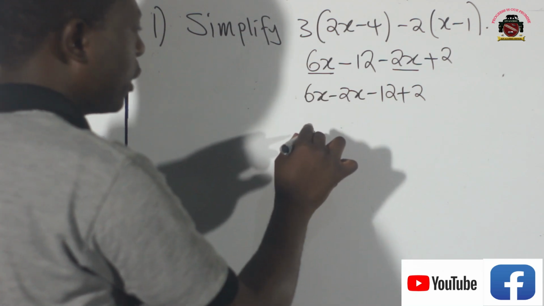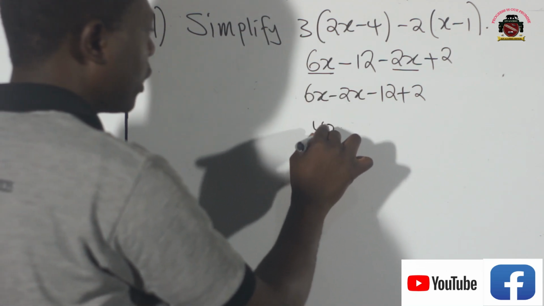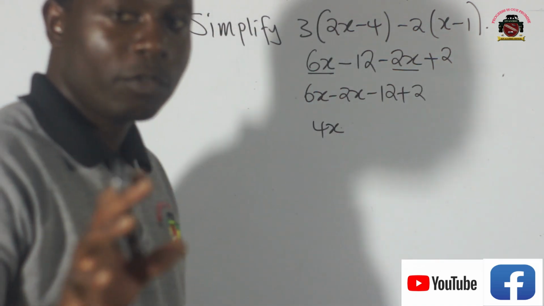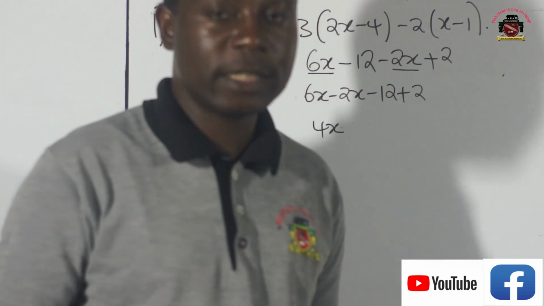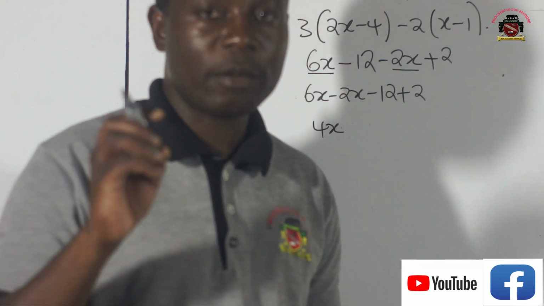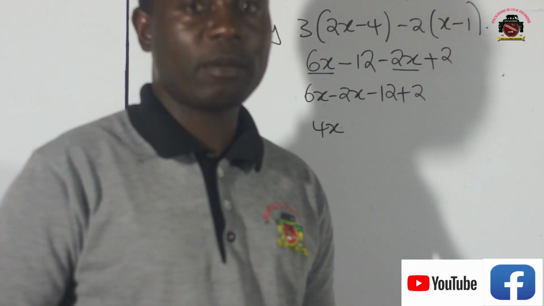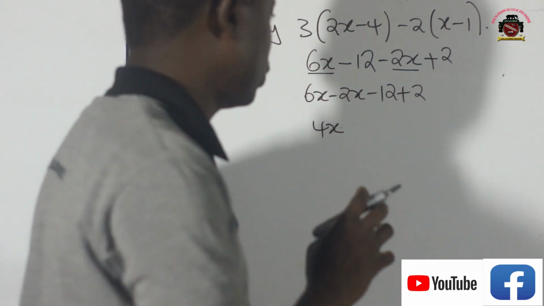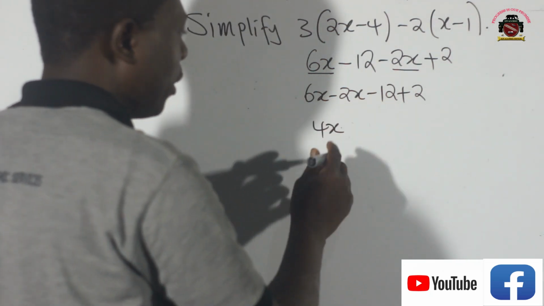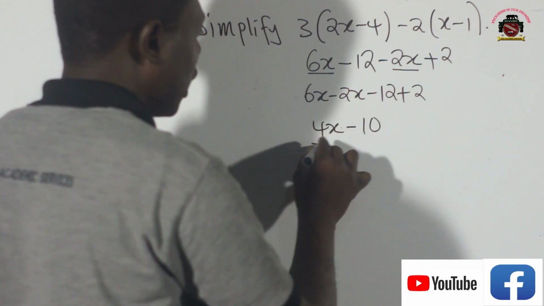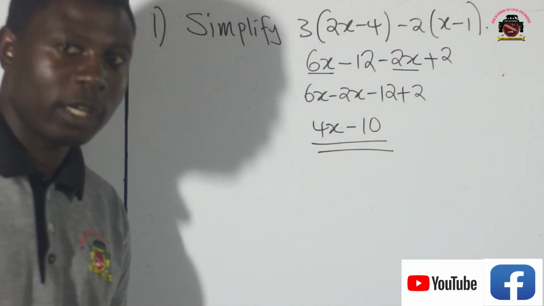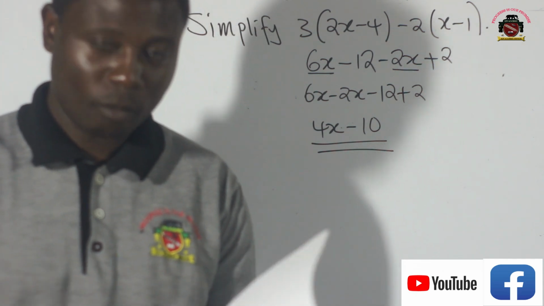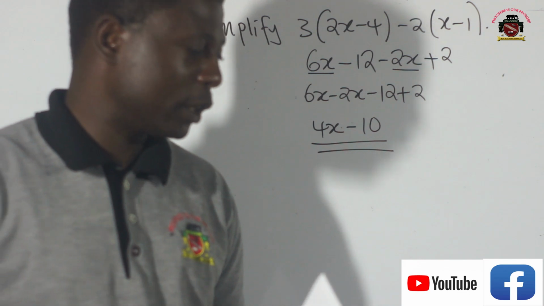So 6x minus 2x, what we are getting is 4x. And then negative 12 plus 2. When the signs are different, subtract and get the sign from the bigger number. So here we are going to subtract and get the sign from the bigger number, meaning that we have negative 10. And this is the first answer, which is 4x minus 10. Any questions? Okay, let's move on to the second question.